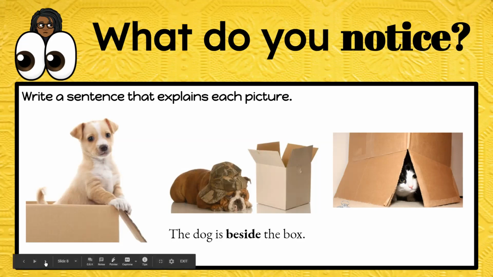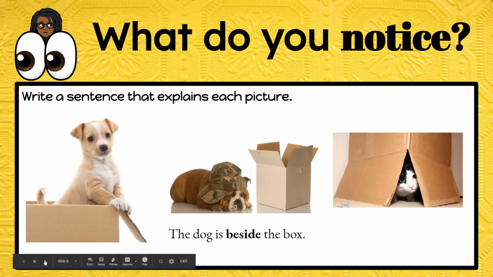In this picture, it says the dog is beside the box. So where is the dog? He is beside the box. We're using the box to tell where the dog is in relation to the box. See, these 2 objects, the dog and the box, are related because they have a relationship. What's the relationship? Their location. So the dog is next to the box or beside the box.